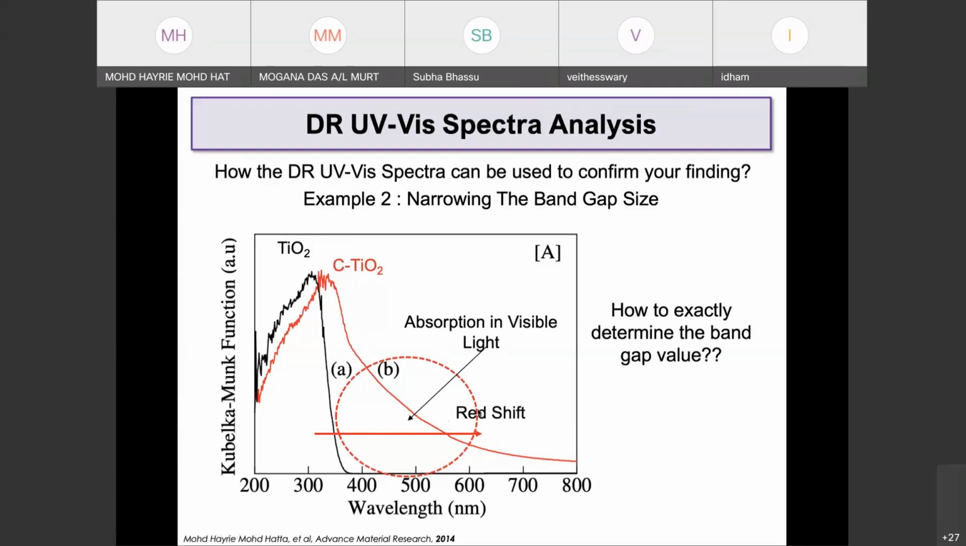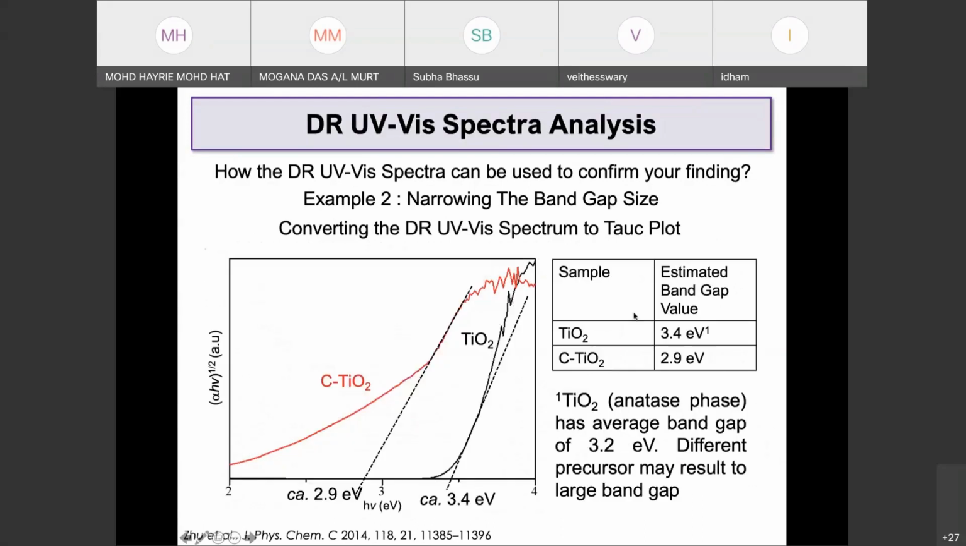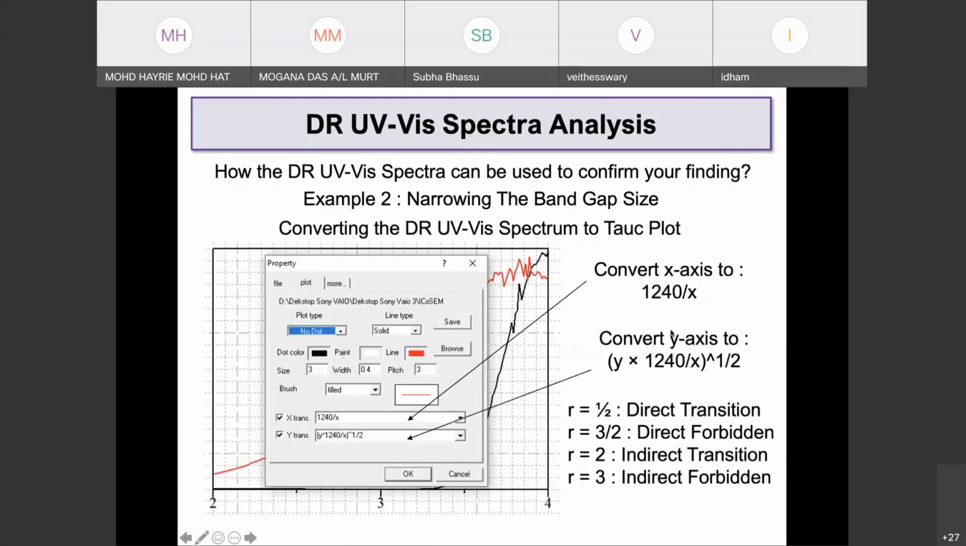So now you narrow the band gap size. How do you exactly determine the band gap value? You can convert the DRUV spectrum to the Tauc plot. For the x-axis, you convert using 1240, which is basically h times c, the Planck constant times the speed of light, divided by x. Then you convert the y-axis using this equation. You have to take note of the coefficient here. You have to know whether your sample is direct transition, direct forbidden, indirect, or indirect forbidden.